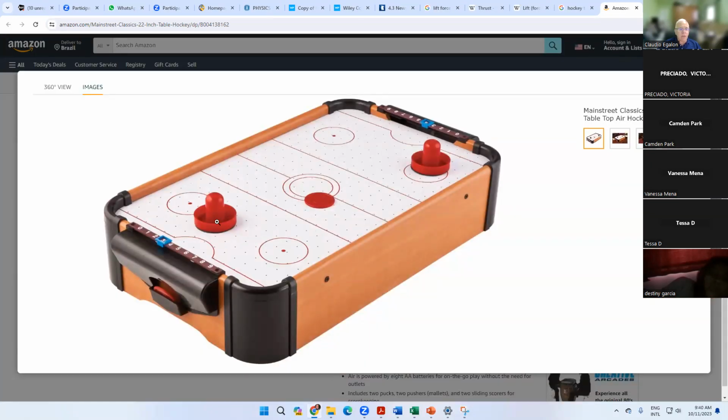You have air coming out of this table and those pucks float. This puck here floats, hovers over the table. Since it's hovering, there is no friction whatsoever between the surface of the disc and the surface of the table. And this device is a very nice example of the second part of Newton's first law at play.